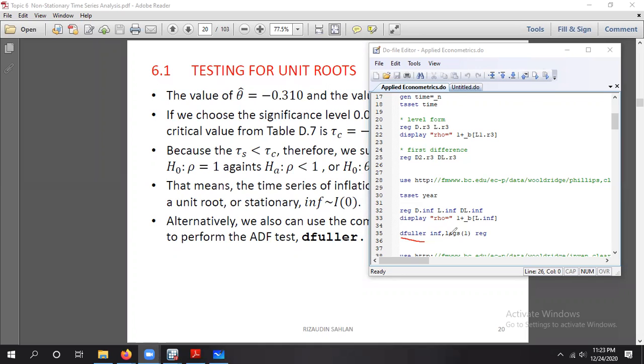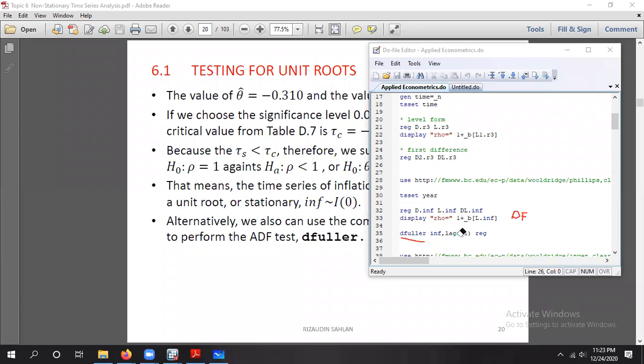Okay, and then this is the option. If we don't put the lag, this one, then our test will become the Dickey-Fuller test, because it means that we don't put the augmented. If we want to perform the augmented Dickey-Fuller test, we must specify the number of the lag.